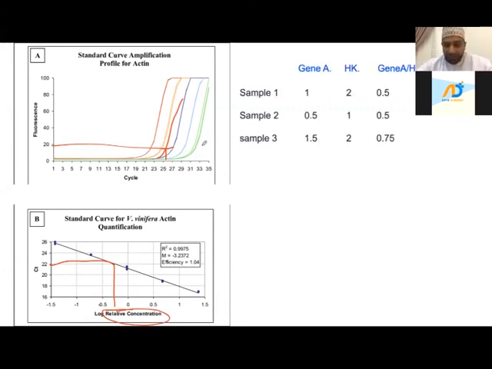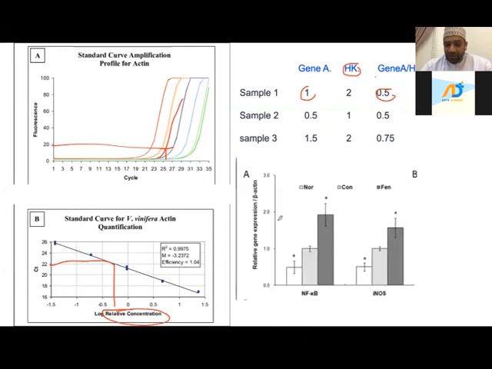So what you do, you run a gene of your interest, and this is the quantity you get from the standard curve. And then you also run the housekeeping gene with its own standard curve. And then to normalize, you just divide 1 by 2 and you get the value. And then you're going to get what's called the normalized value. And this is what you're going to get in the curve at the end of the day.